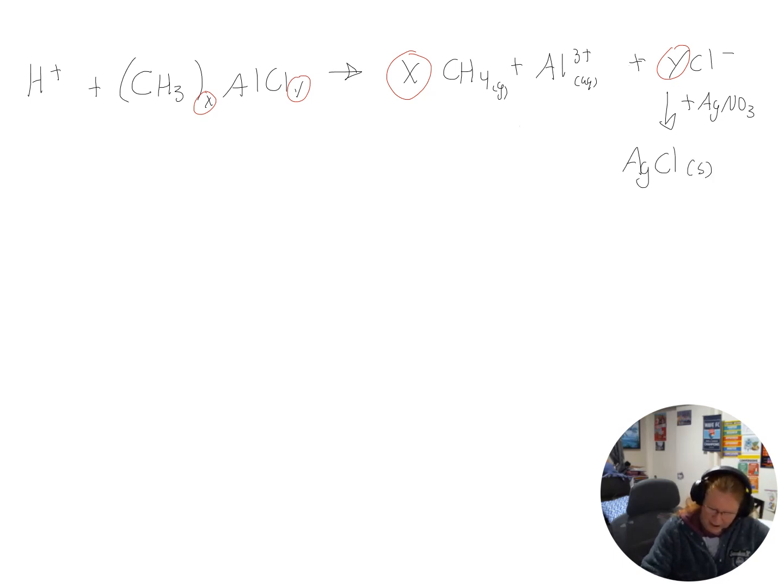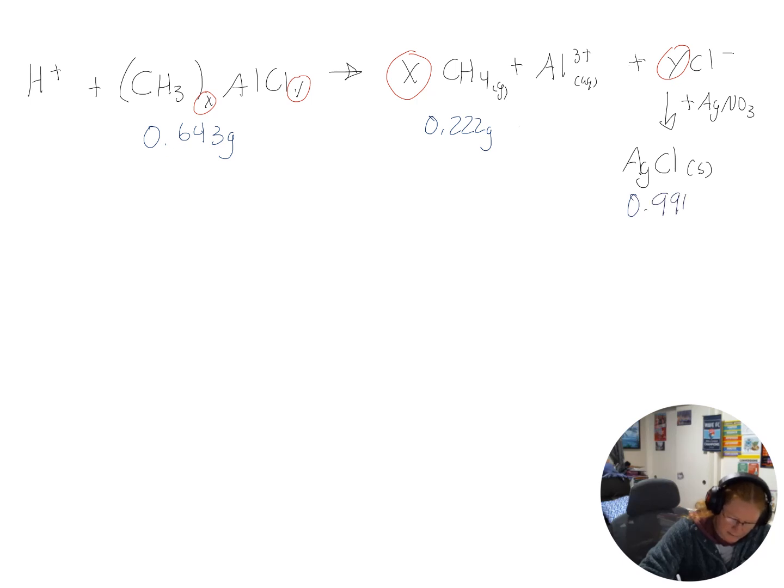Okay, and we have some masses for these. So this was 0.643 grams. This is 0.222 grams, and we ended up with 0.996 grams of our silver chloride. Okay, and so for your moles of CH3, so you can get that formula there, you'll look at the methane. Remember X and X. For your chloride, you'll look at that silver chloride, Y and Y.